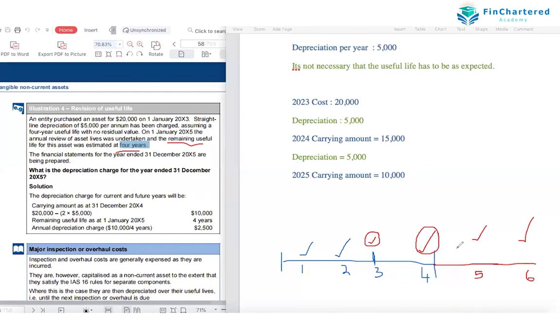So what we will do is, now I know that this amount of 10,000 will not be used over 2 more years. It will be used over how many years? 4 years. Are you understanding? Therefore, the new annual depreciation will be 10,000 divided by 4, 2,500.